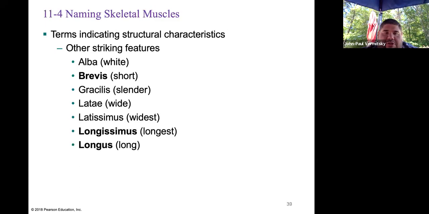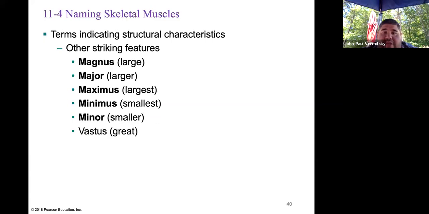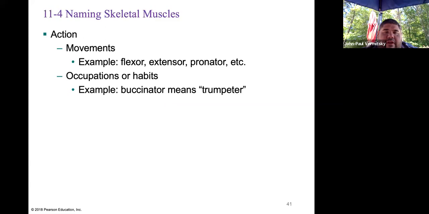And again, here's some more shapes, okay? And then some other features. Size: magnus typically means large, major means large, maximus is largest, minimus is smallest, minor is smaller. Okay, so again, it's also based on some shape there. Naming could also involve the action. Flexor, extensor, pronator, this will actually be right there in the word.